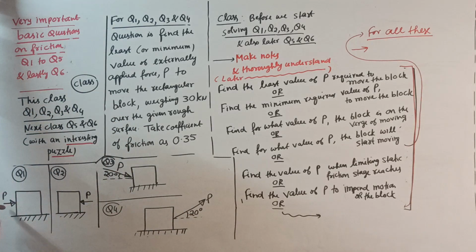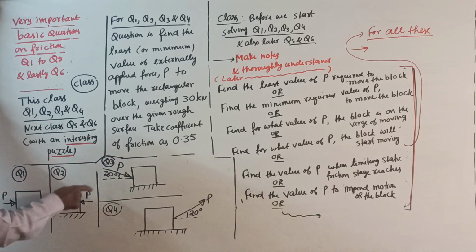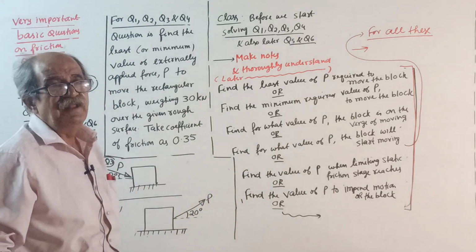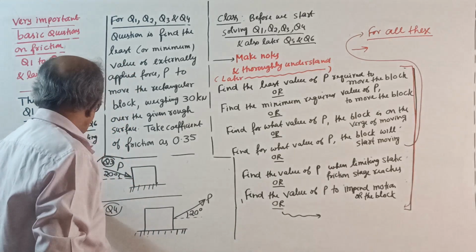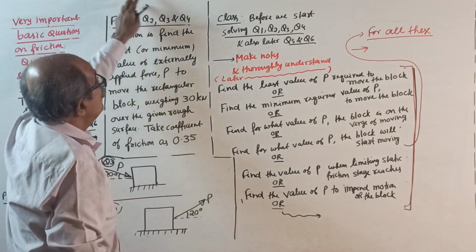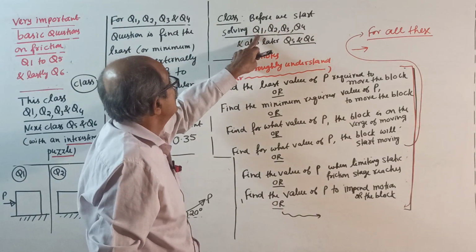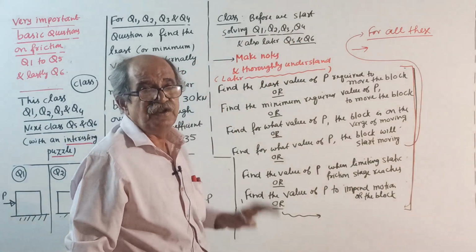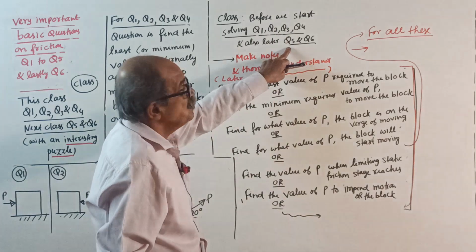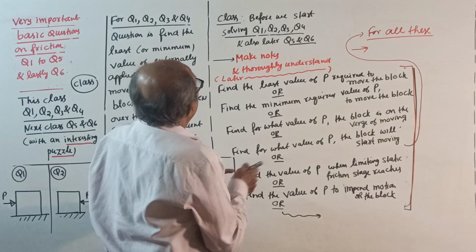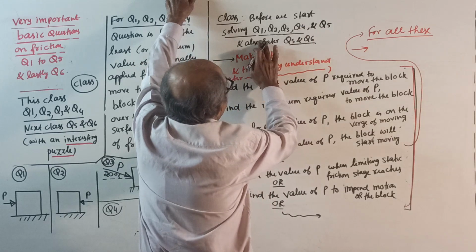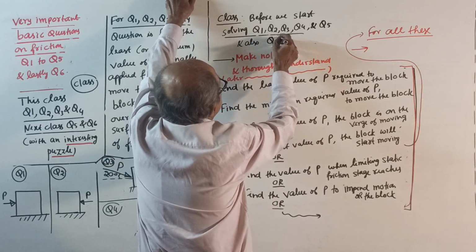Your P here is horizontally applied. Here also P is horizontally applied. Here P is inclined. Here P is inclined. I will explain a little more later why I am solving these 4 questions. Okay, now, before we start solving question 1, question 2, question 3, question 4, and also later question 5 and question 6, actually question 5 comes to this group only.